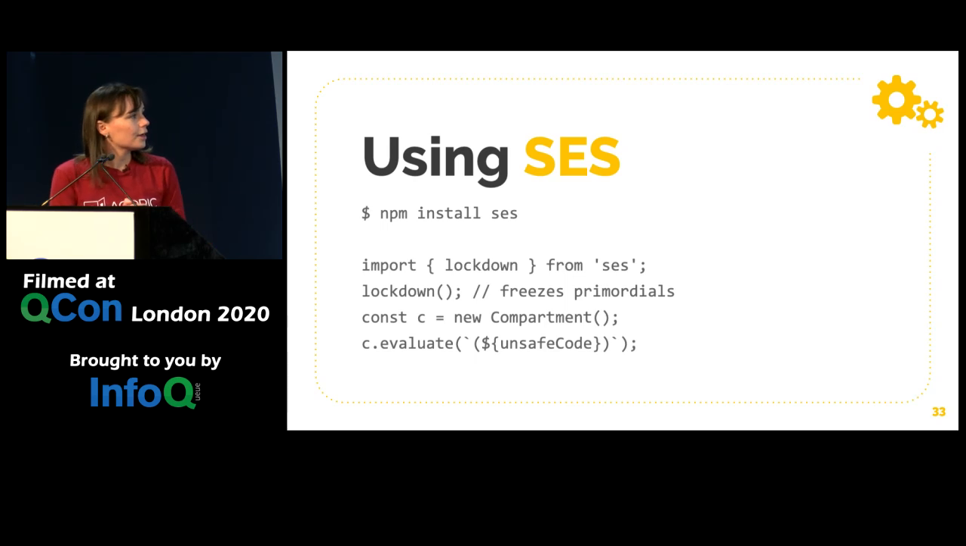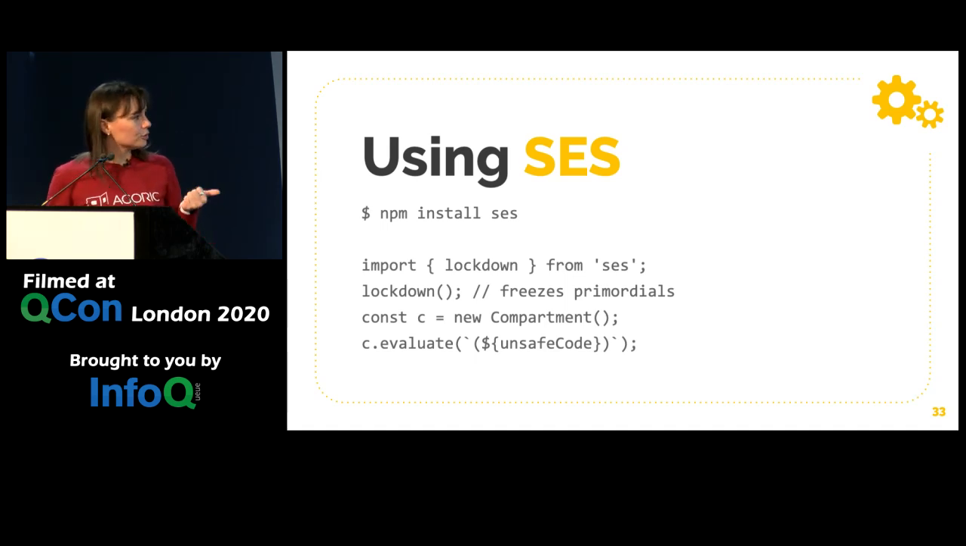SES, or secure ECMAScript, which does this kind of hardening, this kind of freezing, is pretty easy to use. All you have to do is do an npm install. This particular API is actually new in the last week or so, so things are rapidly in flux. But what you do is you import a lockdown function. Once you call it, it freezes all of the primordials in the realm that you're already in. And then once you do that, you can create new compartments within that realm that will allow you to safely execute third-party code.